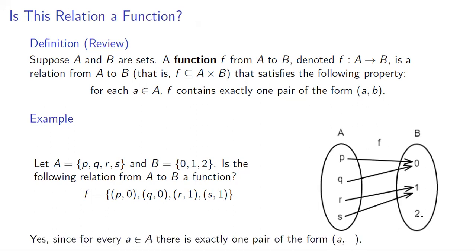Well, the answer is it is a function. Because again, the property says for each element of A, here is the domain, not B. B is the codomain, but we're talking about A. For each element of the domain, F contains exactly one pair of the form A comma B. And that's true. There is exactly one arrow coming out of each of these elements in A. Now, even though there is an element of B that has no arrow going to it, that doesn't matter. That's still a function. F is still a function.